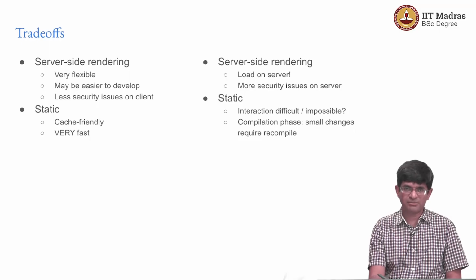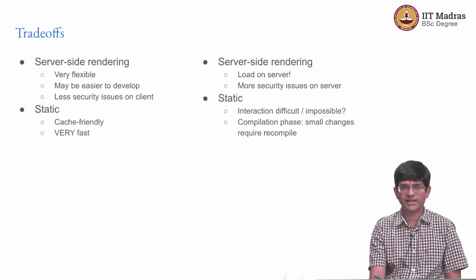The other extreme is fully static, which is of course extremely cache friendly. Static files can be cached anywhere in proxies or whatever it is, and it's going to be very fast. The server just needs to pull a file out of the file system and send it over the network. The problem is interaction with the user becomes difficult.